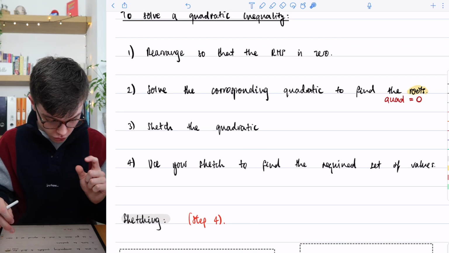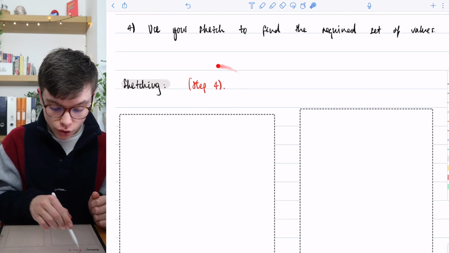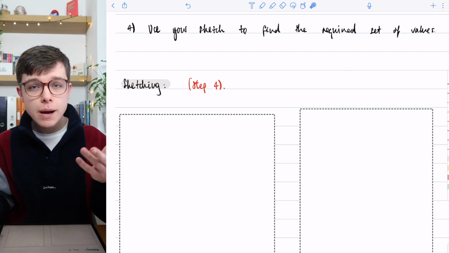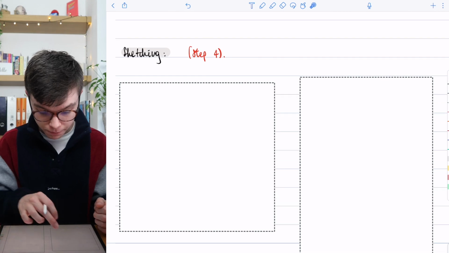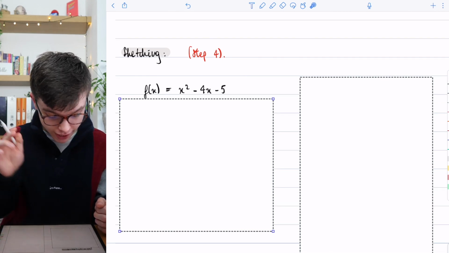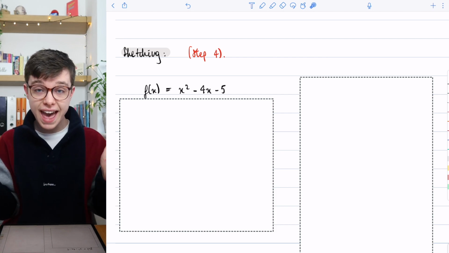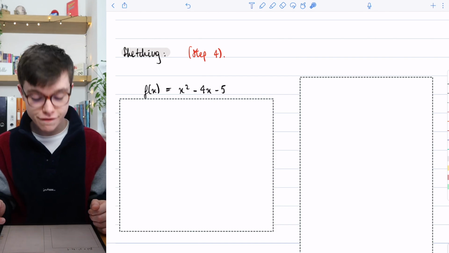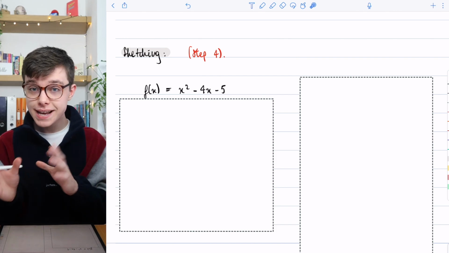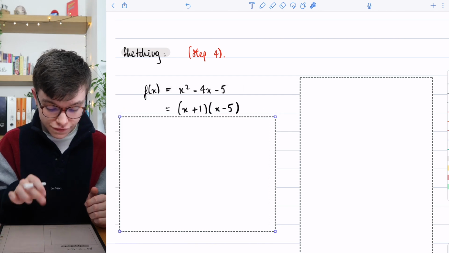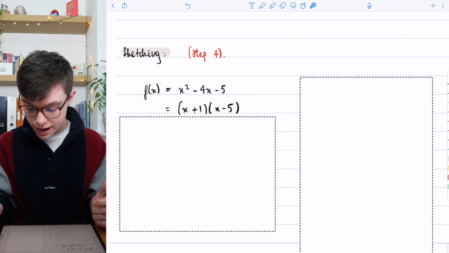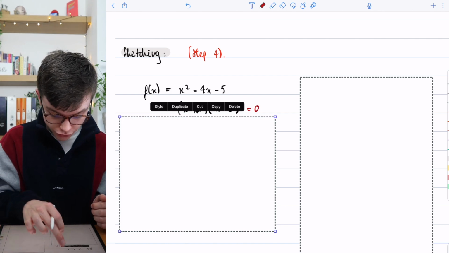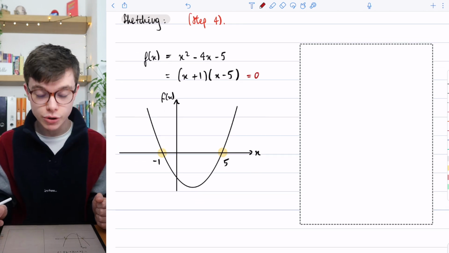I just want to quickly have a look at sketching and at step 4 here. How can we use our sketch to help us? It's all well and good me telling you that that's what you do, but how can you actually use your sketch to help you? Let's take this example. Let's say our quadratic, I've just called it f of x here, is x squared minus 4x minus 5. We want to sketch that, so we're going to set it equal to 0, and here it does factorise nicely, so we can factorise like that, and then set it equal to 0 to give us our roots. And under here, we should have our roots.